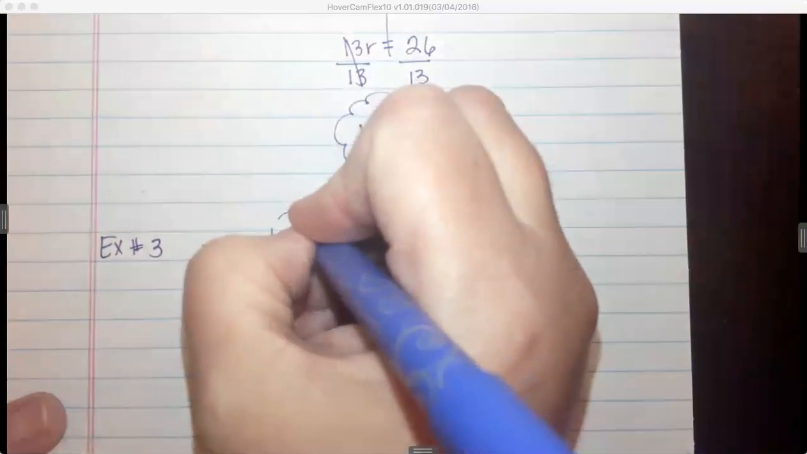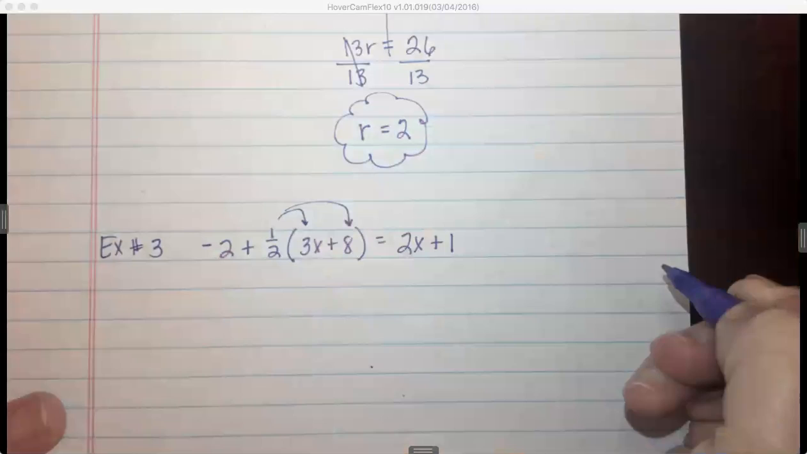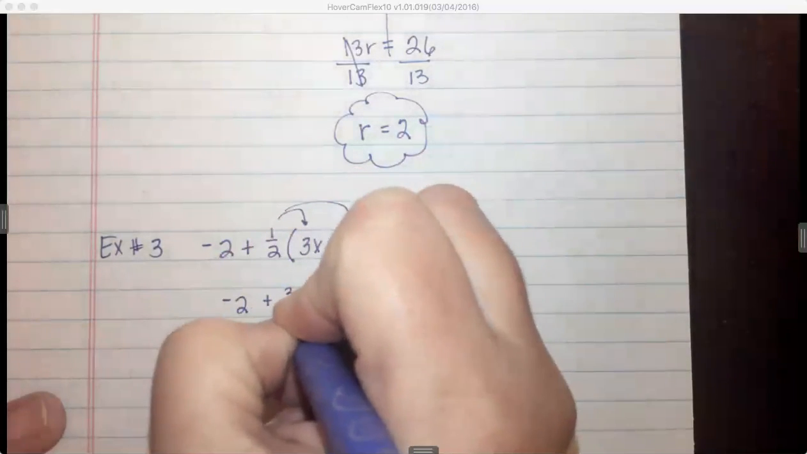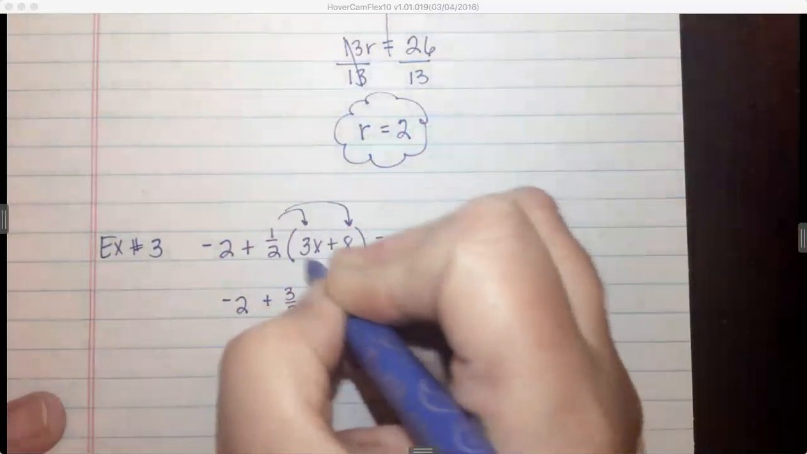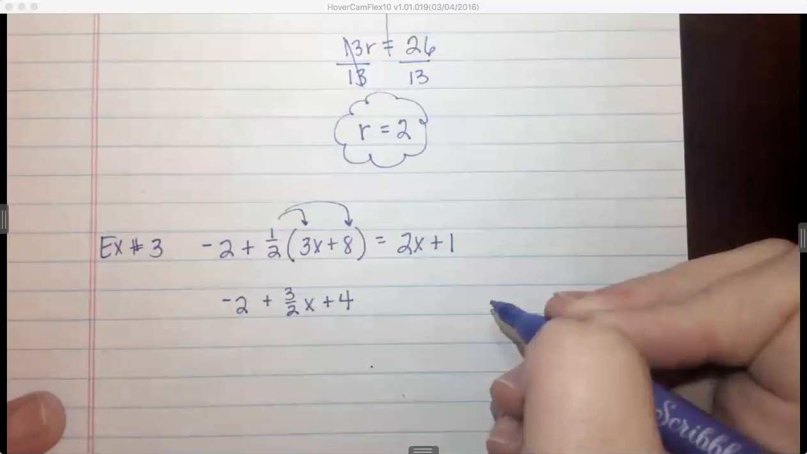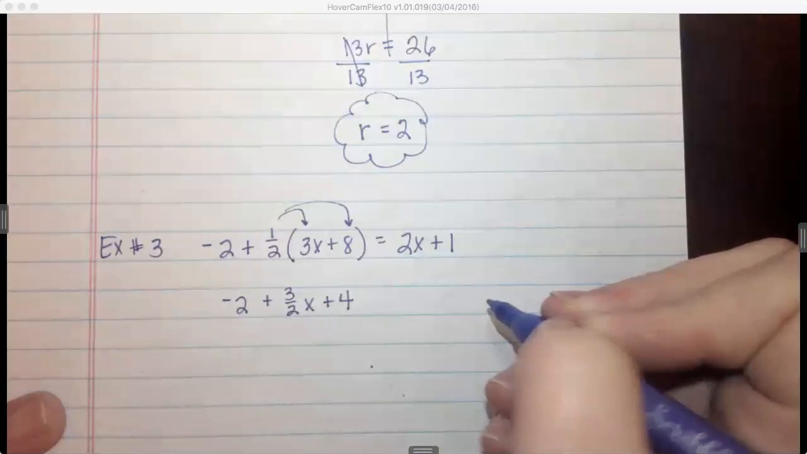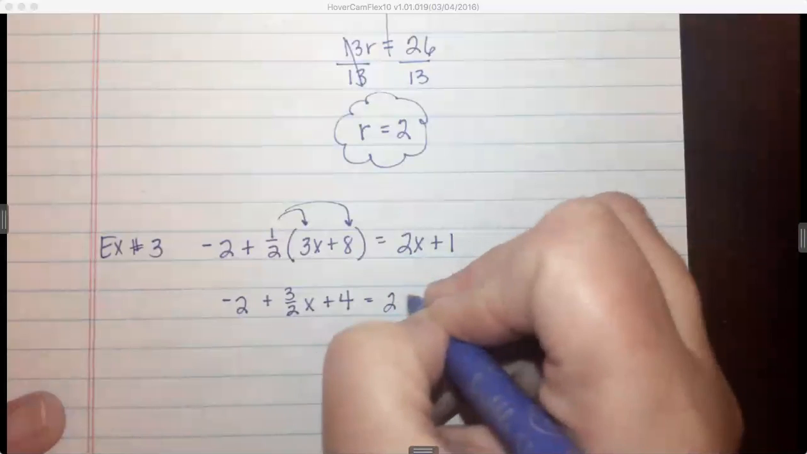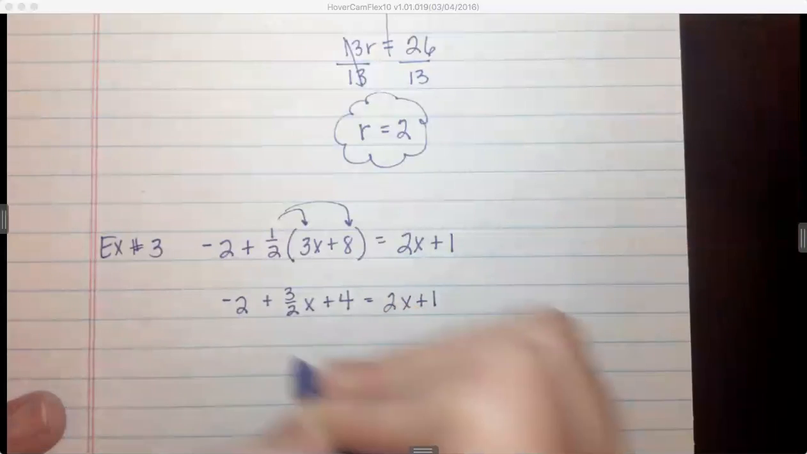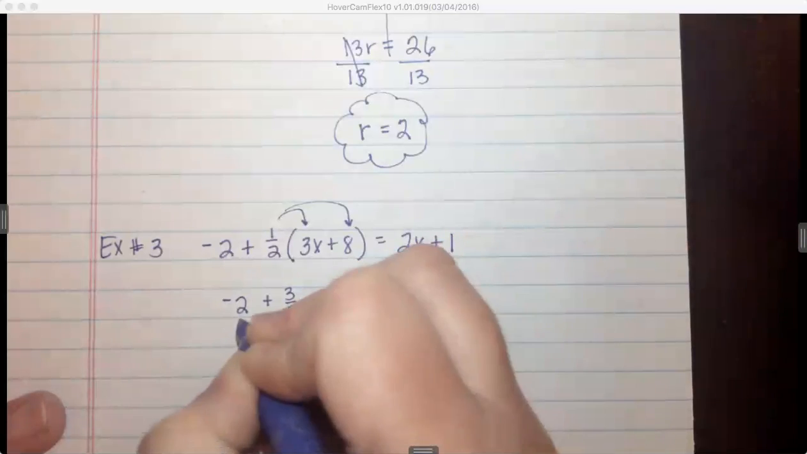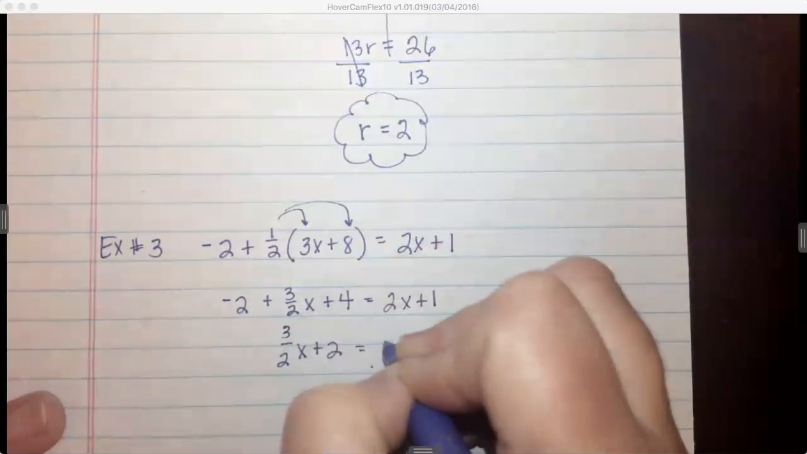just show you distribution. So here's the distribution. One half times 3 is 3/2. You could put this in a decimal if you wanted to. It'd be 1.5x. And then plus 4 equals 2x plus 1. I can combine terms. 3/2 x plus 2 because -2 and 4 is 2.